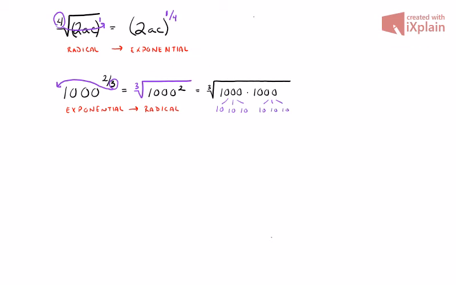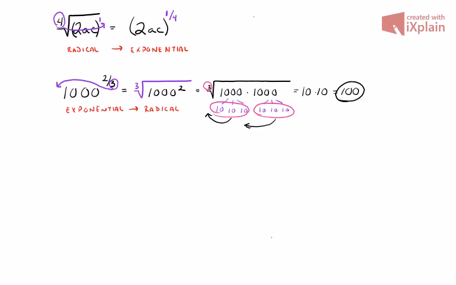Well, I note that I have a cubed root. I have a group of 3 tens here and a group of 3 tens here. This is then going to allow me to break this group out as well as this group. So I have 10 times 10, and I can clean that up and I get a solution of 100.